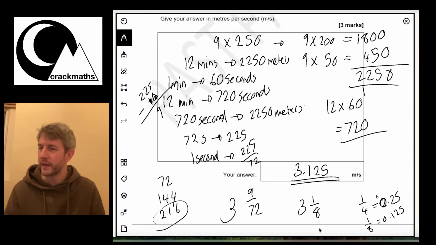Again, very cruel if that's a non-calculator question, but I suspect because of this final calculation that it wouldn't have been. But it's always good to practice your non-calculator techniques.